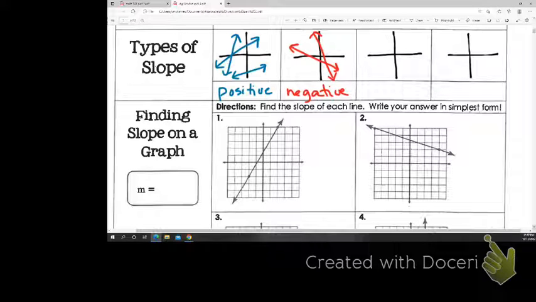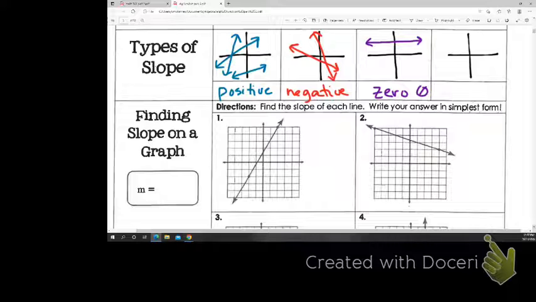And then our other two situations is that we can have 0 as our slope, or just write the number 0, okay? And that would be if we have a horizontal line. Perfectly flat, horizontal line, the slope is 0. And then there's no other number for that, it's just 0.